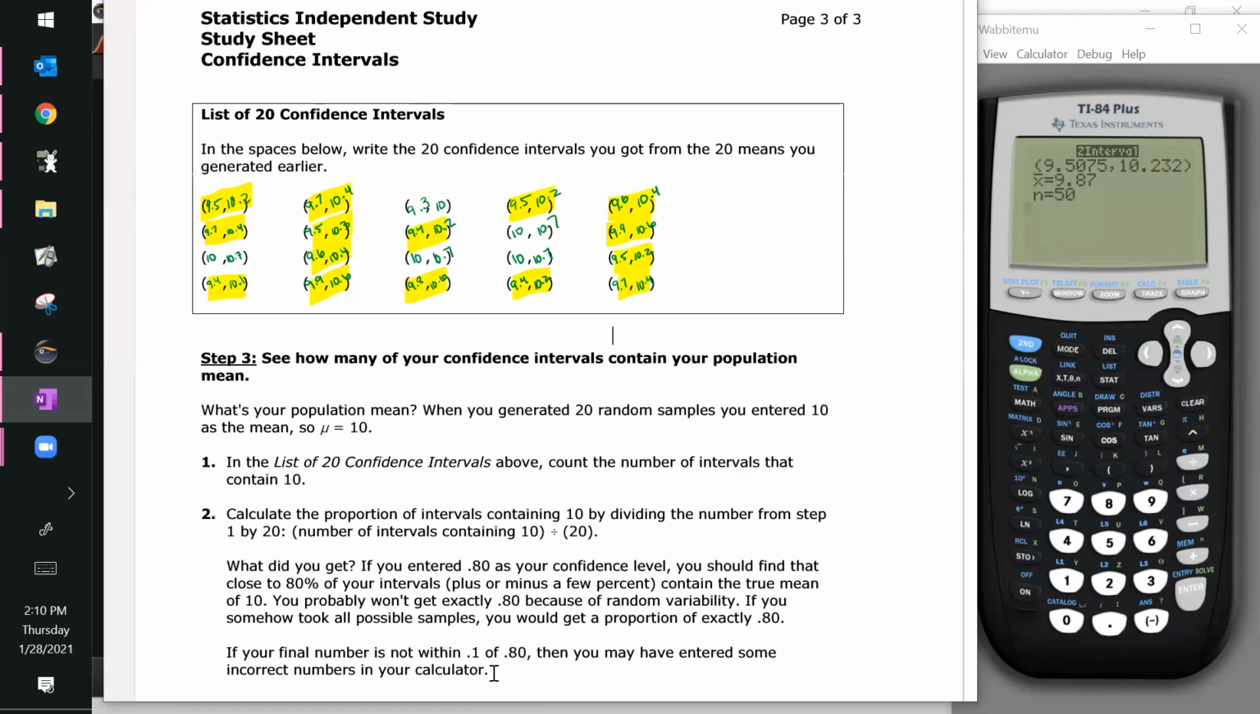15 out of 20, which is about 75%. Nope, I missed one. Oh, no, I didn't miss one. I need to go back and look at some of these decimals to figure out if they actually truly include 10 or not. But the point is, if I take the number that I got, or the number that you got, that does contain 10, and divide it by 20, because there's 20 total samples, you should have got something close to 80%, because you chose in your calculator to get an 80% confidence level.